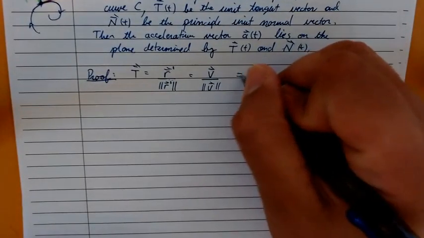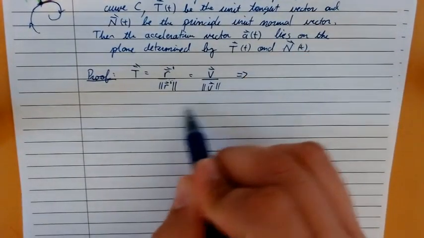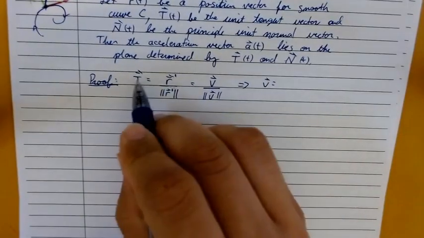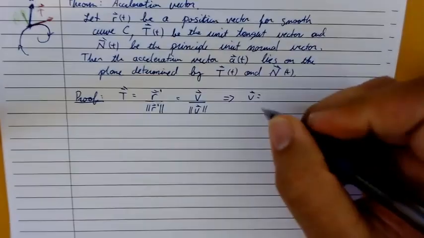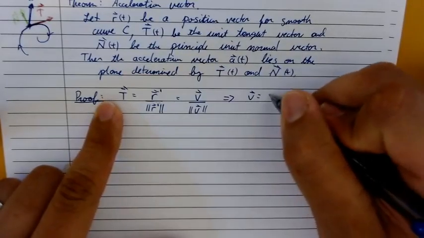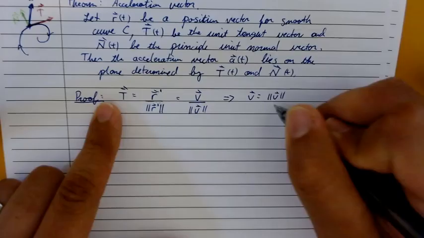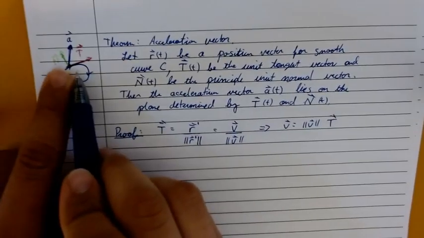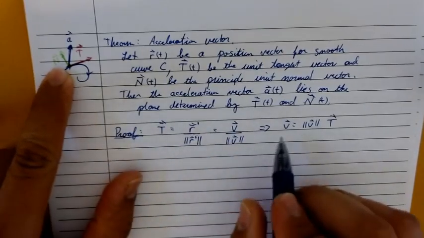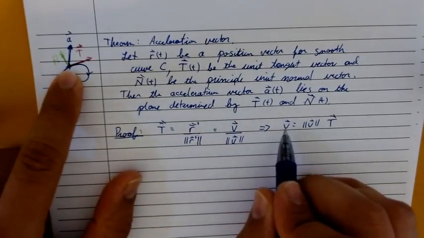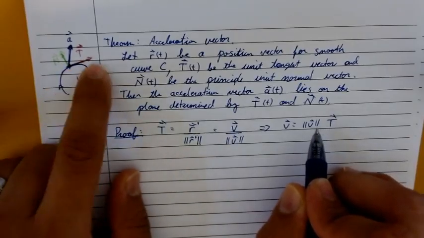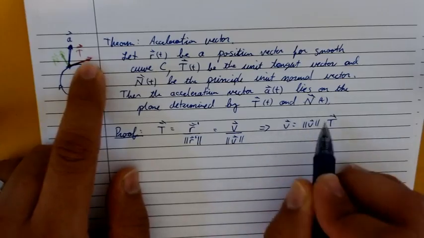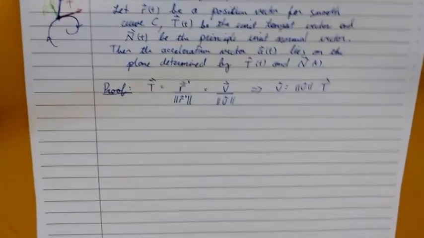Now this suggests that since this is a constant, I can always multiply this constant over here, and I get that the velocity is equal to a scalar multiple of t. So here, multiplying that over, I get that the velocity is magnitude of v times the unit tangent vector. Just like I mentioned over here, that doesn't mean that the velocity vector and the tangent vector are the same, but they are going in the same direction. One is parallel to the other, which is another way of saying one's a scalar multiple of the other.